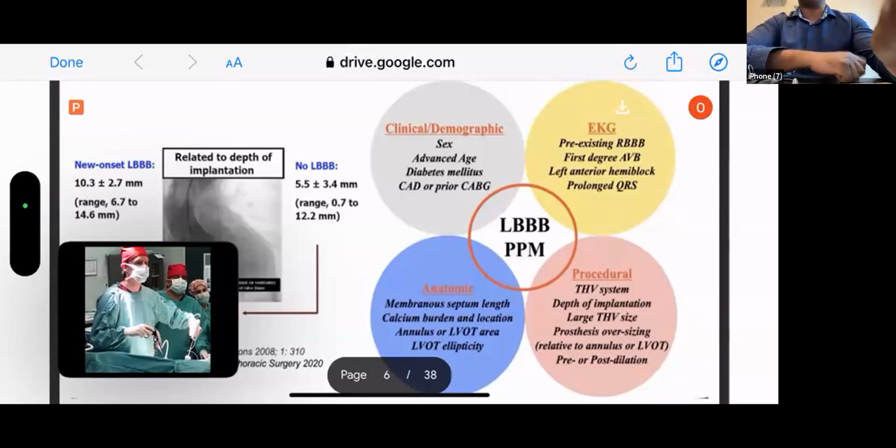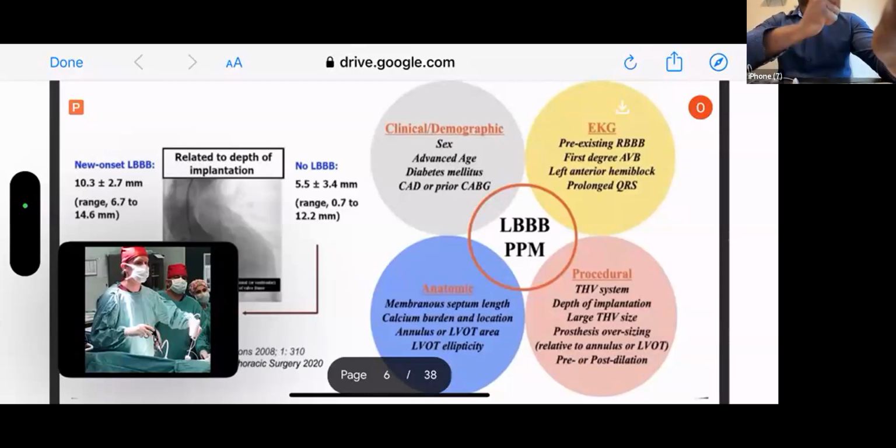So the longer the length of the membranous septum, the more likelihood of damaging the conduction system. And also if you have a high calcium burden, and the location is also close to that place, then it may lead to an increase in conduction abnormality or even permanent pacemaker need.